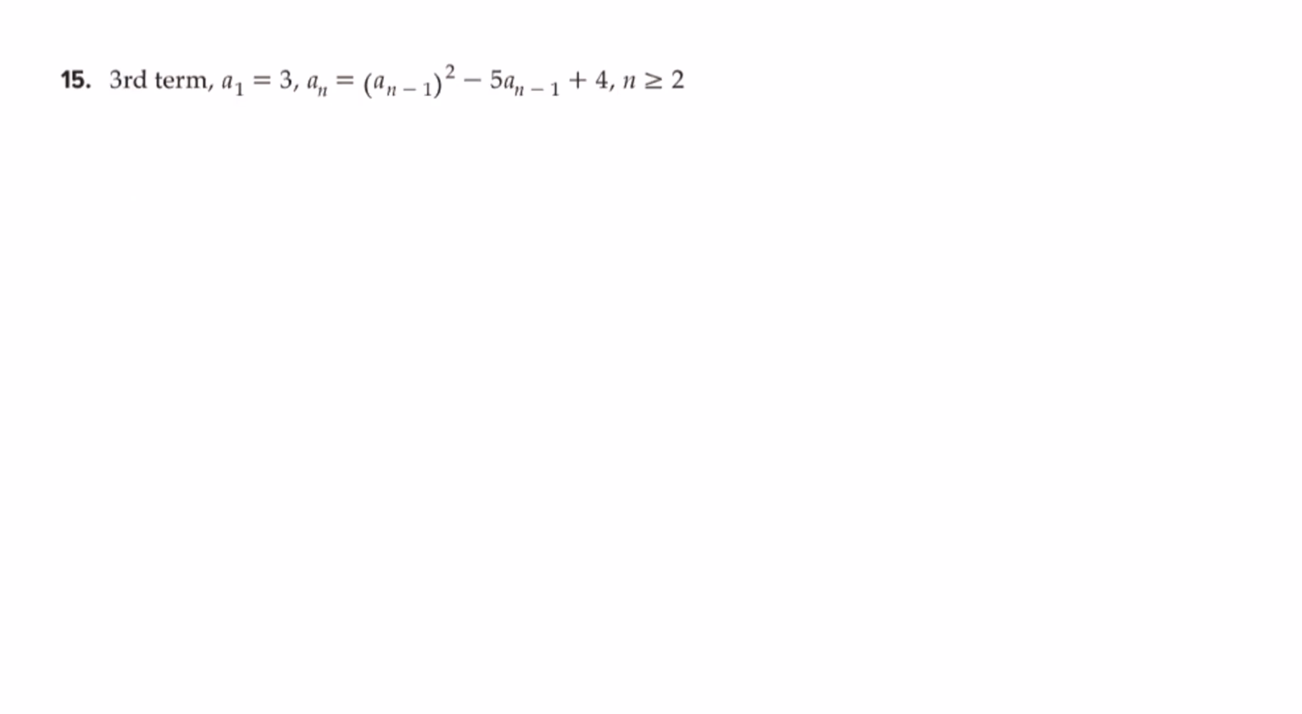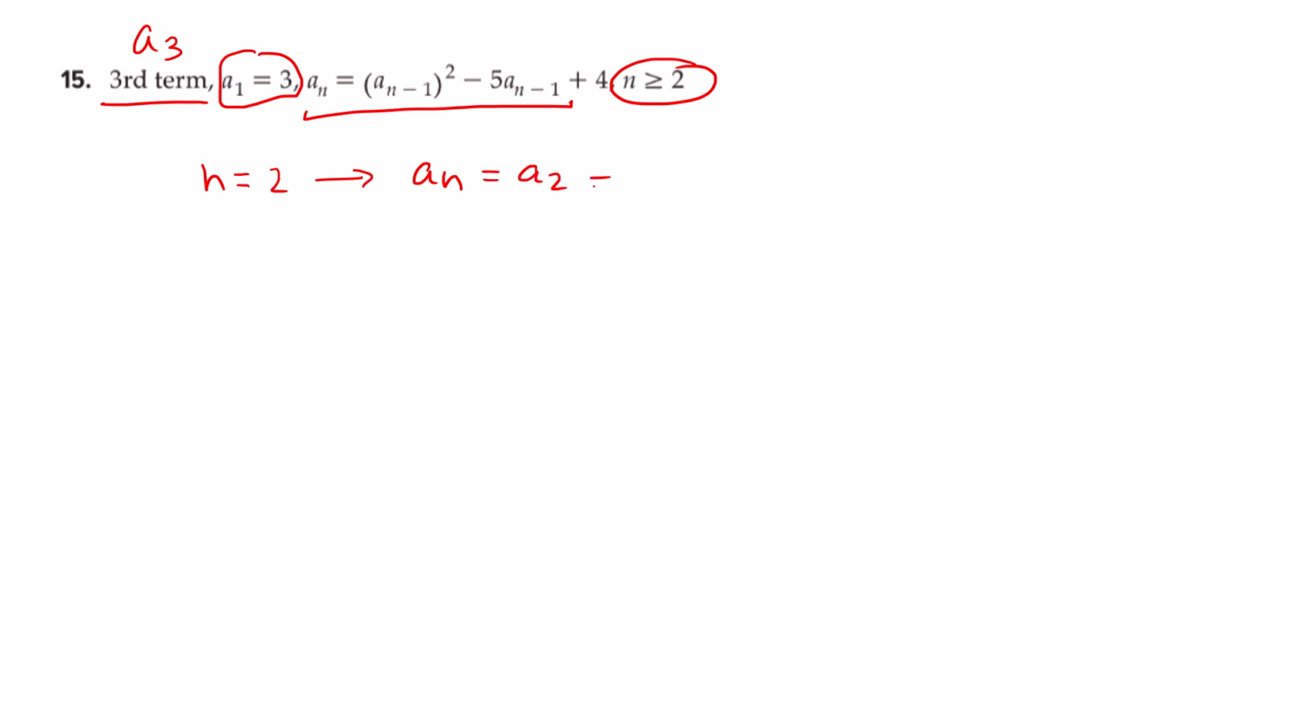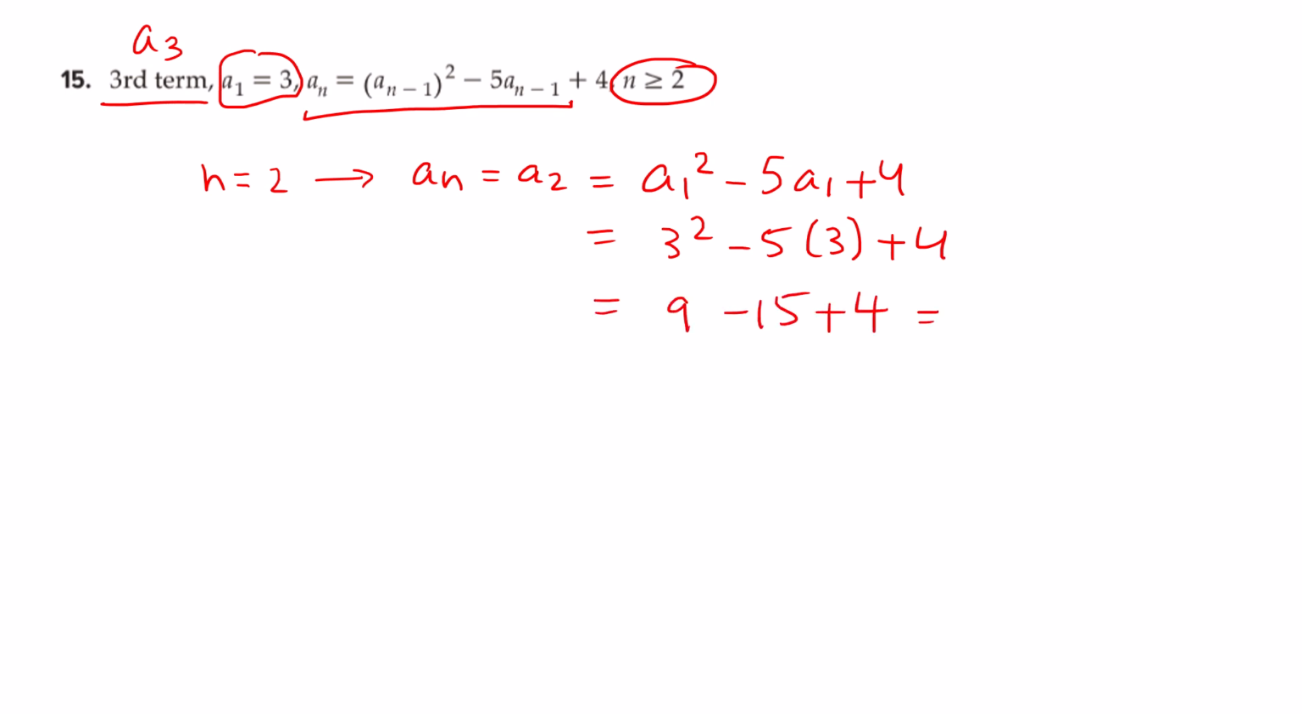Let's do one more question. Here we need to find the third term. I need to find a3. a1 is already given to me, and the recursive formula for an starting from n equal to 2. So let's start applying. When I put n as 2, an becomes a2, which is given as the square of the previous term. So if I'm finding a2, the previous term is a1, there is a square, and then minus 5 a1 plus 4. Let's plug in the value. a1 is given to be 3, so 3 squared minus 5 multiplied by 3 plus 4. 9 minus 15 plus 4. So my a2 comes out to be minus 2.